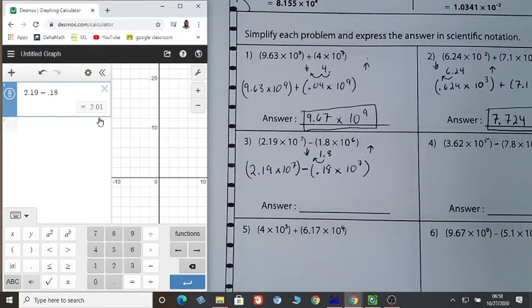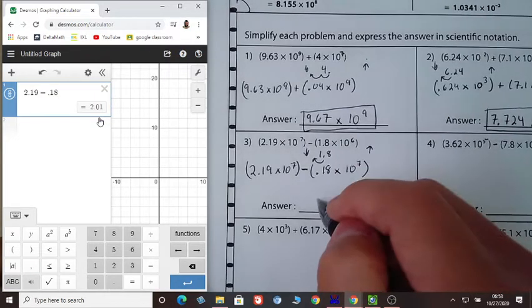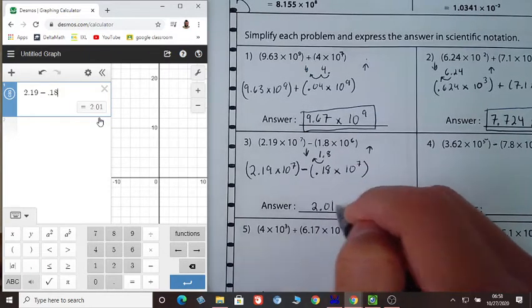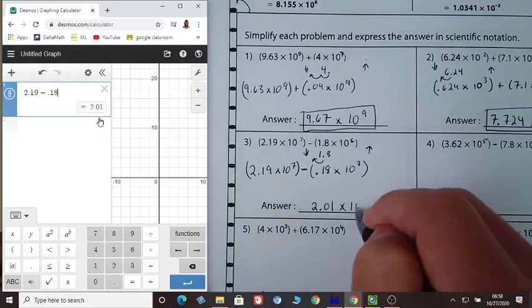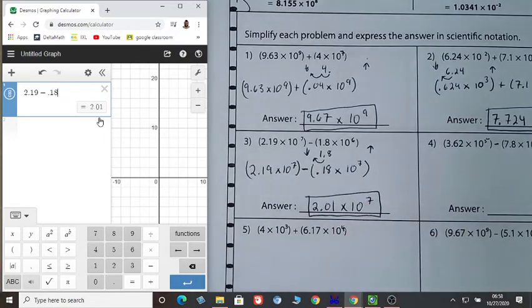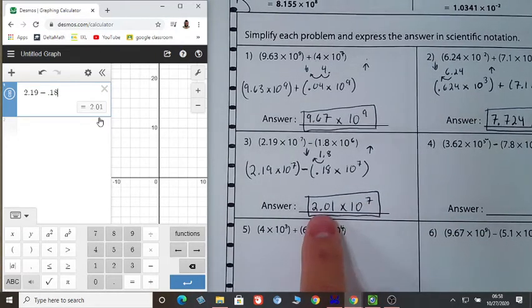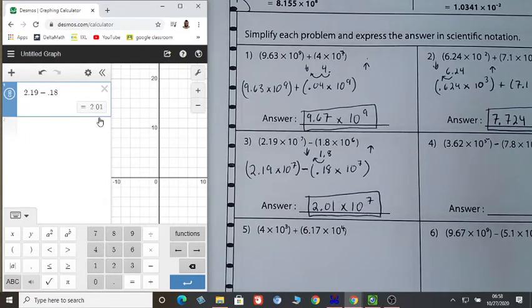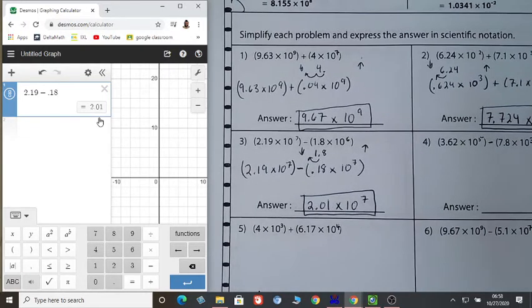And I get 2.01. Again, that's between 1 and 10. I don't have to readjust it. 2.01 times 10 to the 7th. By readjusting, I mean we want our answer in scientific notation, where that coefficient is between 1 and 10. It already is, so I don't have to readjust it. Alright, let's take a look at number 4.